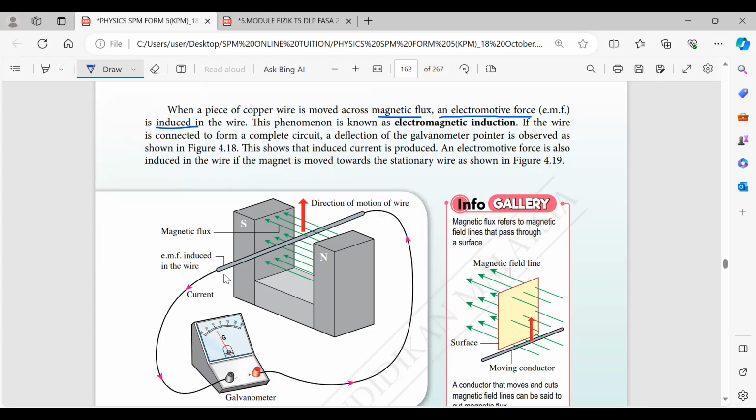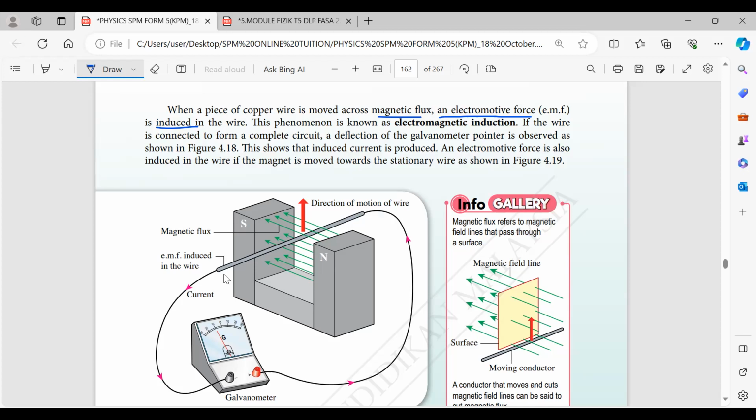If the wire is connected to form a complete circuit, the deflection of the galvanometer pointer is observed, as shown in figure 4.18. So this shows that induced current is produced. And electromotive force is also induced in the wire if the magnet is moved towards the stationary wire. So this is the same thing we discussed.